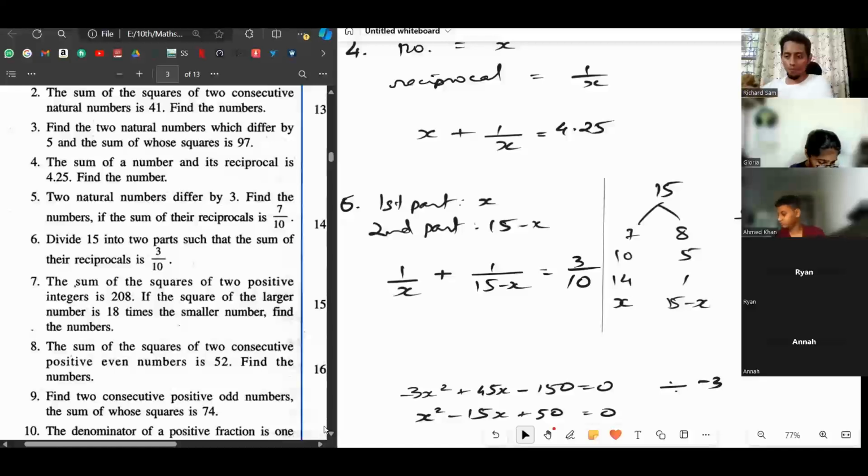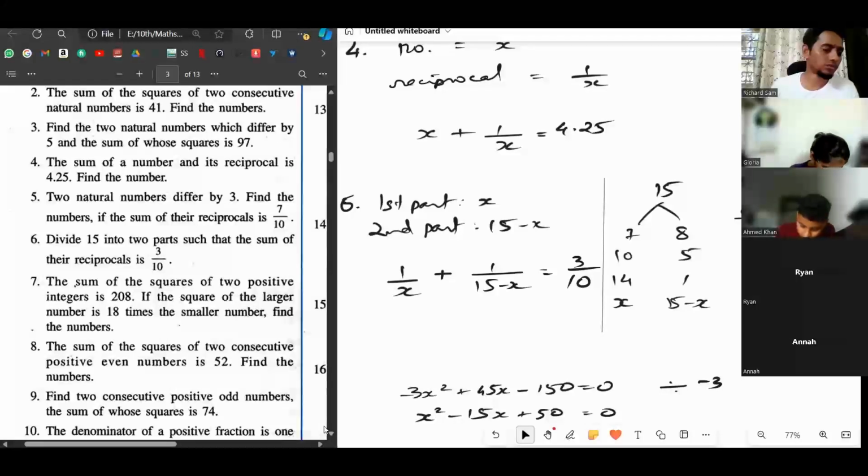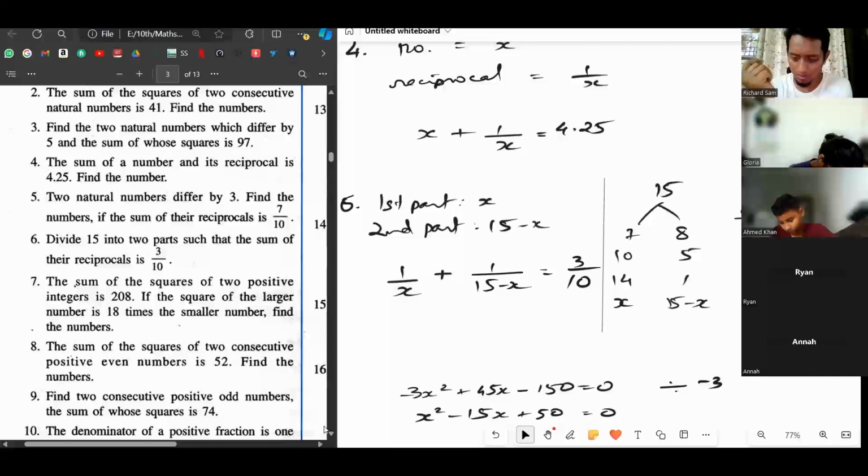Anna, I sent you a photo. Okay, Anna. Anna, when there's an equal to in between two fractions, you don't have to multiply the denominators.